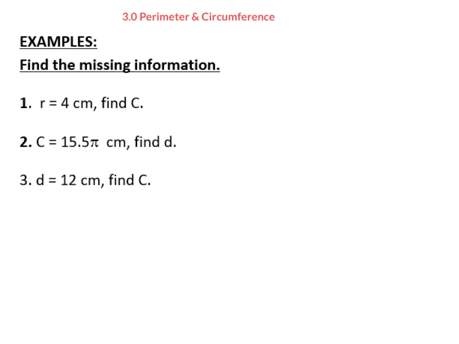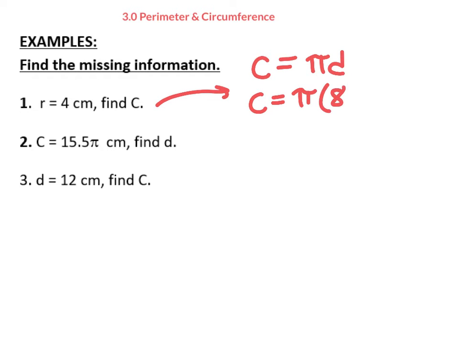Let's just do this. So here, they want us to find c. c equals pi times diameter. We do not know c. We have pi. Our diameter would be 8, notice, because I doubled the radius. And actually, the circumference is 8 pi. Now, you can turn that into a decimal, but that actually is a very acceptable answer.